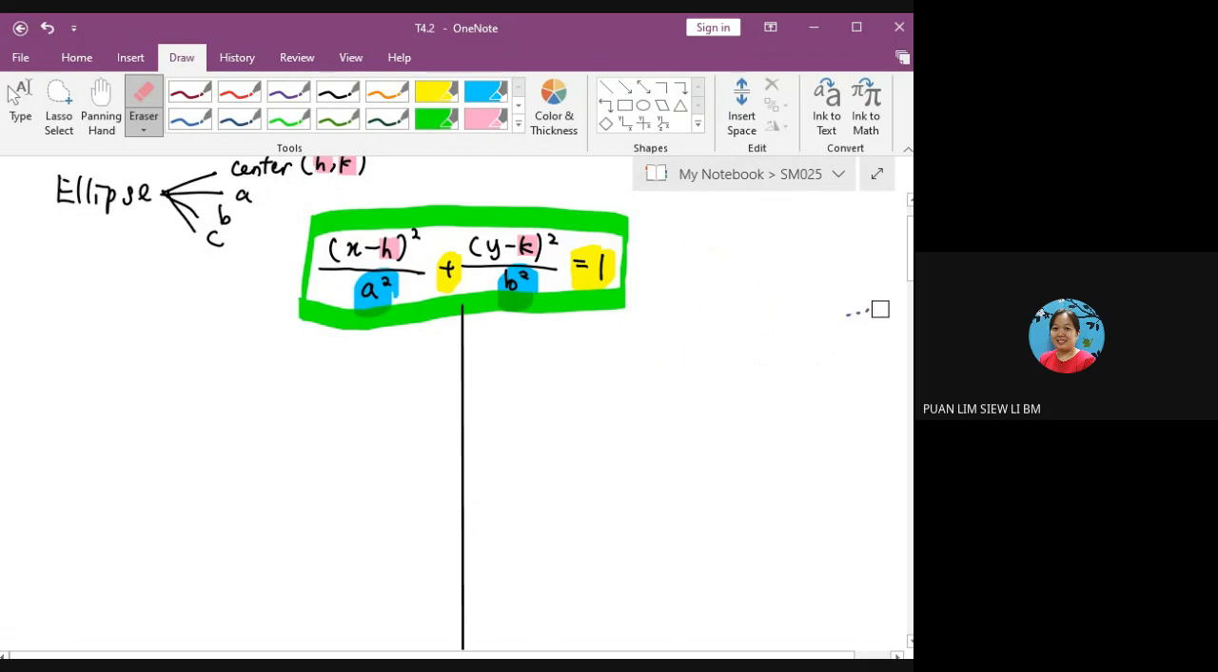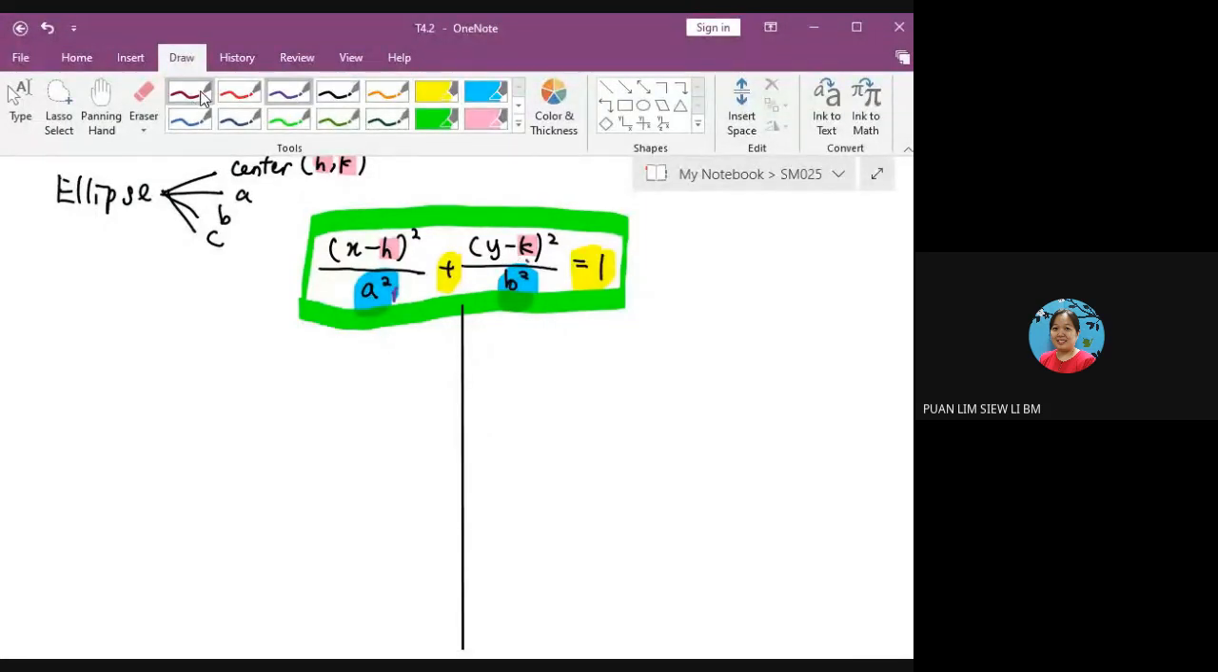Okay, so nilai di bawah X ini denoted by A, nilai di bawah Y sini denoted by B, means this value will control the length horizontally because X is horizontal, so dia akan control the length horizontally. So this Y, nilai di bawah Y ni, dia akan control you punya ellipse vertically. Okay, di bawah X, dia akan tentukan kawasan melintang. Di bawah Y, dia akan tentukan benda yang menegak.